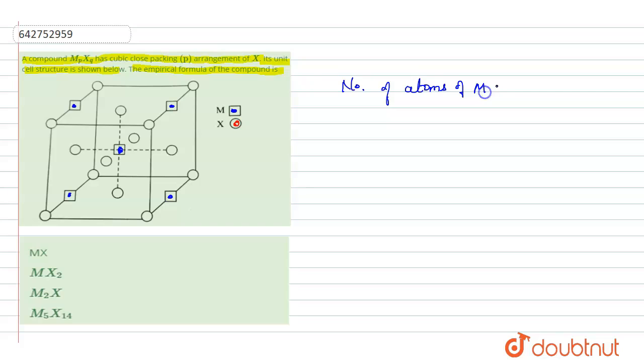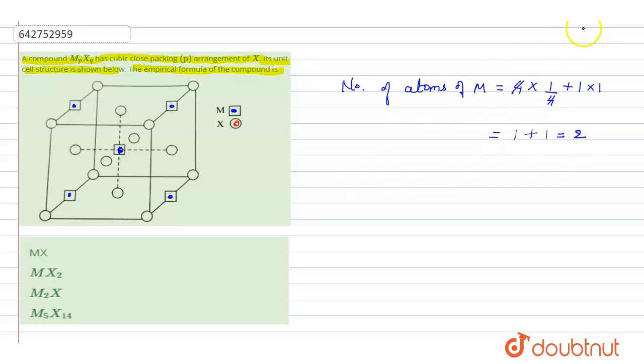of M equals to, so here we see that the 4 atoms are present, and the contribution of atoms at the edges will be 1 by 4. And 1 atom is present at the center, and the contribution of atoms at center will be 1. So after cancelling this 4, here we get 1 plus 1, that is equals to 2. So from this, the number of atoms of M is 2 here.